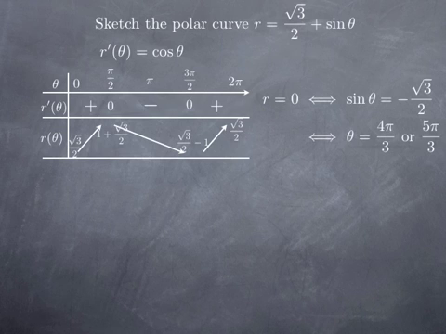So we want to know where exactly, because of course when r is 0 we are at the pole, so this is an important point. And it's easy to figure that out. We set r equals 0, that means the sine is negative root 3 over 2. And on the interval 0 to 2 pi, this happens in two places, for the angle 4 pi over 3 and for the angle 5 pi over 3. So we're going to include these values in our table, and r is 0 at these particular values of theta.